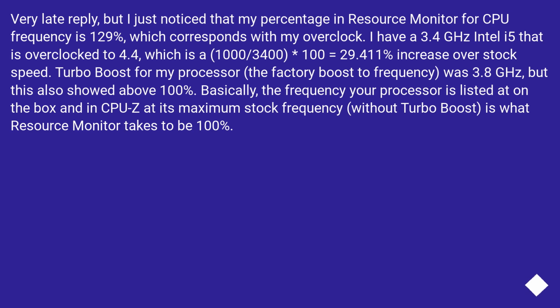Turbo Boost for my processor, the factory boost to frequency, was 3.8 GHz, but this also showed above 100%. Basically, the frequency your processor is listed at on the box and in CPU-Z at its maximum stock frequency, without Turbo Boost, is what Resource Monitor takes to be 100%.